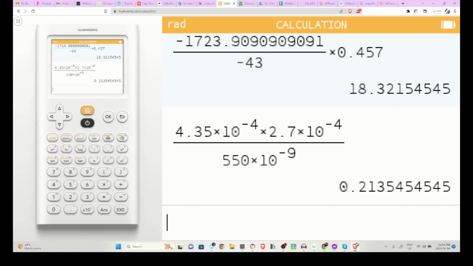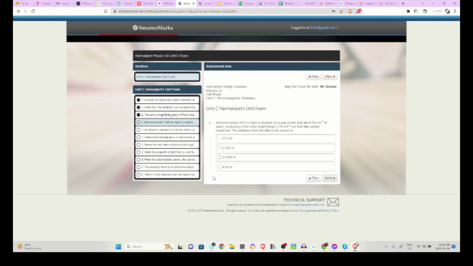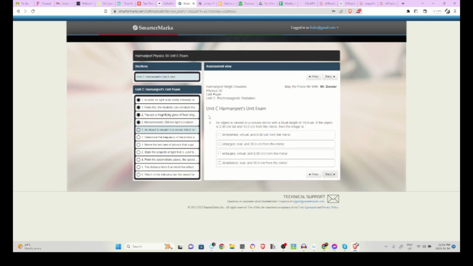So this gives us 0.2135. That is our length. So yes, number 2 is B. With some minor round-off error, it's the only one that's close. I'll track down the generation of the question to resolve the round-off error.